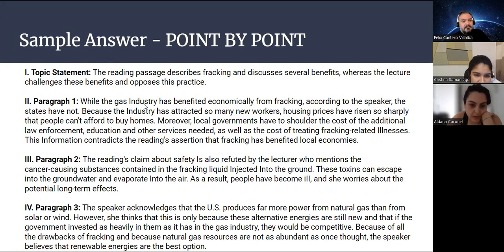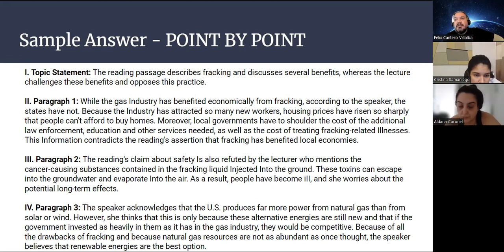Paragraph 2. The reading's claim about safety is also refuted by the lecturer, who mentions the cancer-causing substances contained in the fracking liquid injected into the ground. These toxins can escape into the groundwater and evaporate into the air. As a result, people have become ill, and she worries about the potential long-term effects.